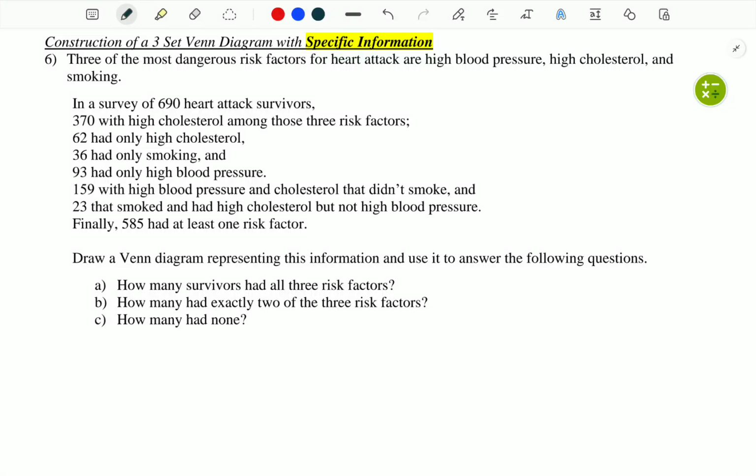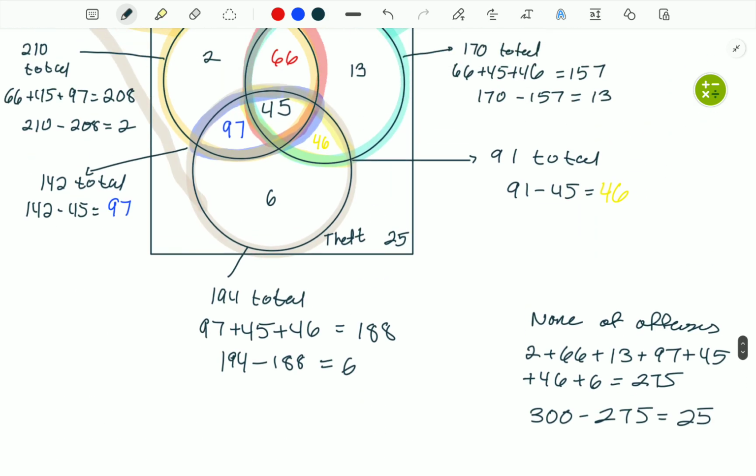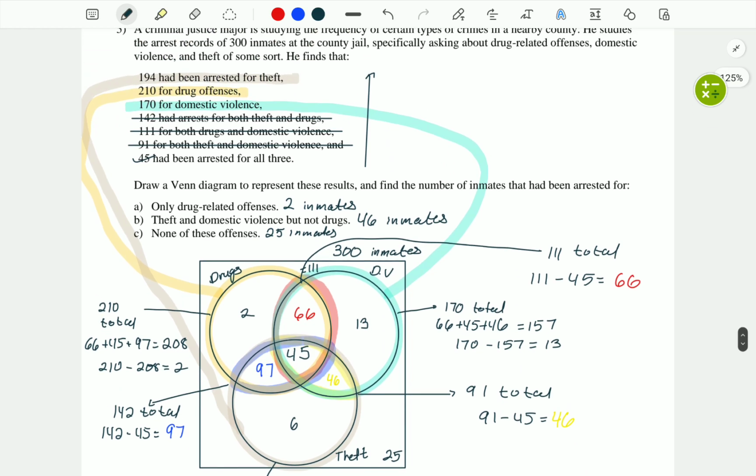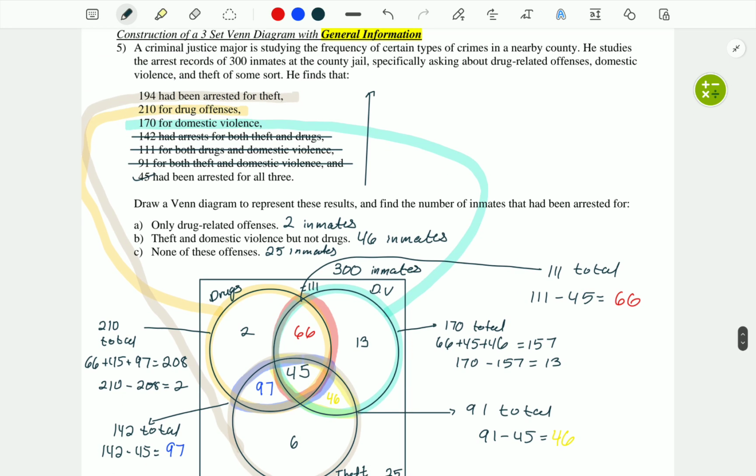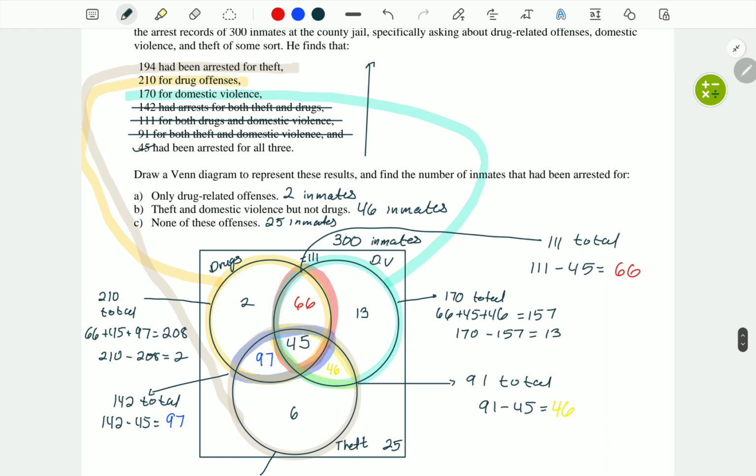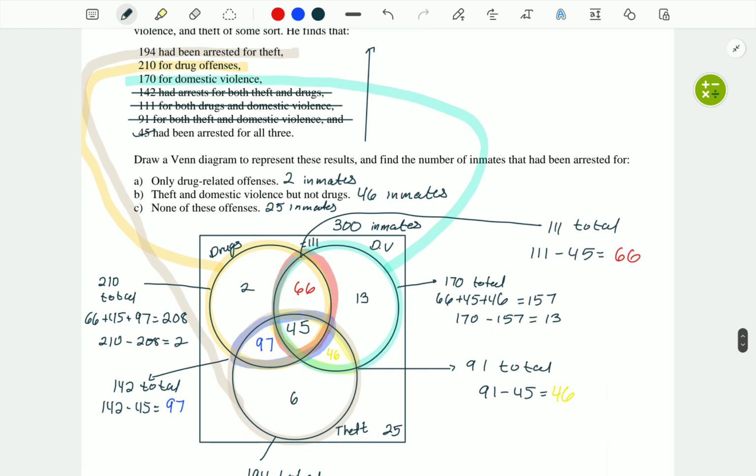Question number 6. Construction of a 3-set Venn diagram with specific information. Now, before I continue, let's scroll back up real quick to take a snippet of when we had general information. If you notice, when it comes to general information, we had a lot of subtracting from the intersections to find the individual pieces. When it comes to the next question, we're given a lot of specific pieces and we're going to use them to find general pieces.